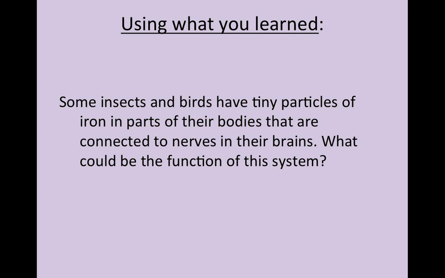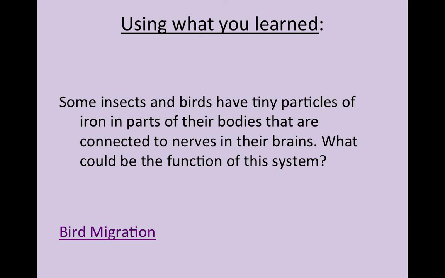Just a side note, using what you learned, some insects and birds have tiny particles of iron in parts of their bodies that are connected to nerves in their brains. What could the function of this system be? So pause the video, talk about what did you think? Okay, so some animals use this to help them migrate. There's a video in the classroom that you can use to help you check that out.